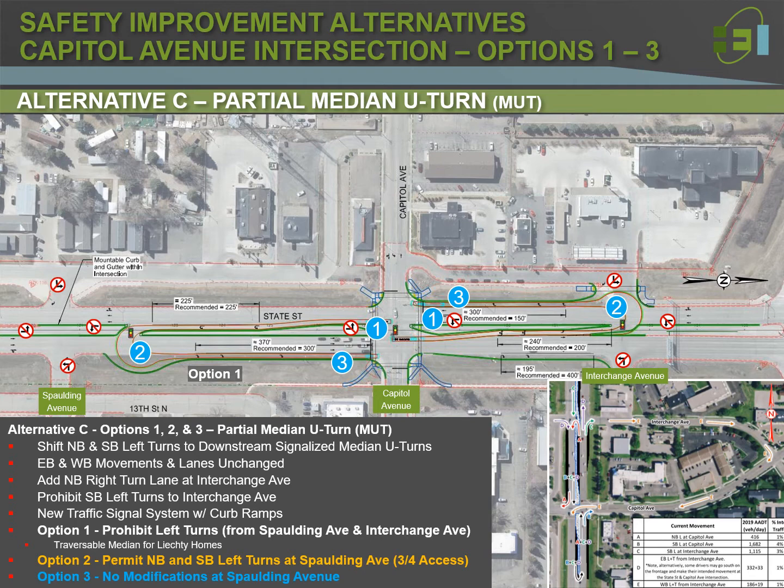As depicted in the inset layout, westbound left turn movements at Interchange Avenue would be completed by traveling east to Capitol Avenue and then traveling west to the State Street intersection. Southbound left turn and eastbound left turn movements at Interchange Avenue would follow State Street to the median U-turn south of Capitol Avenue.